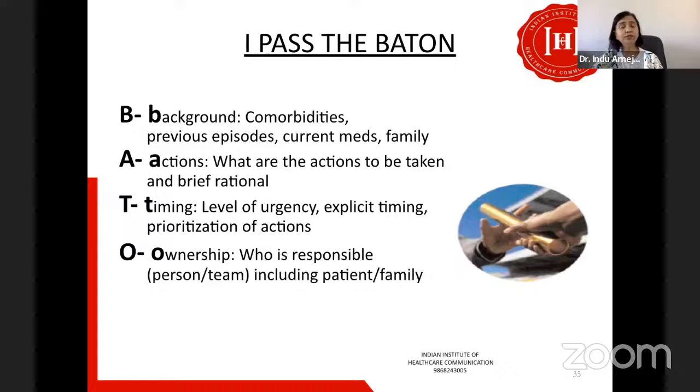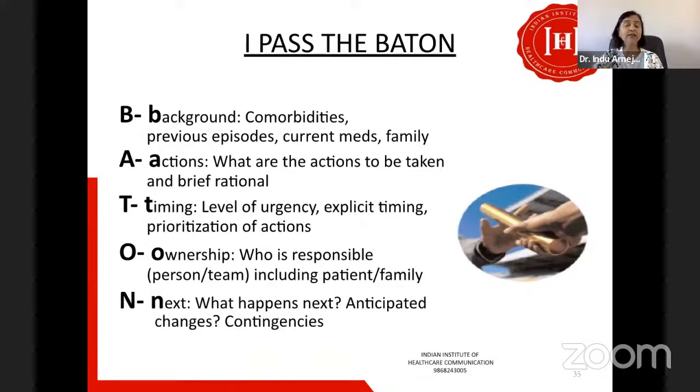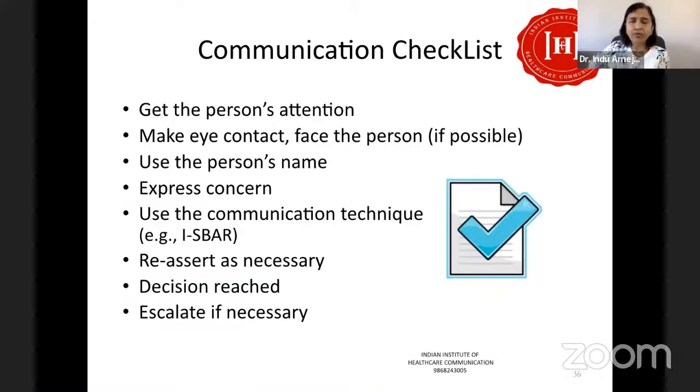So it could be the patient, family, doctor. You need to mention that very clearly. And then N is next, what happens, anticipated changes and contingency. So this is I pass the baton. What we see very often being used, okay, this is the communication checklist which you should follow when you are communicating using any handoff tool.